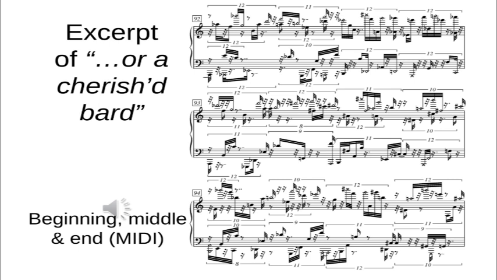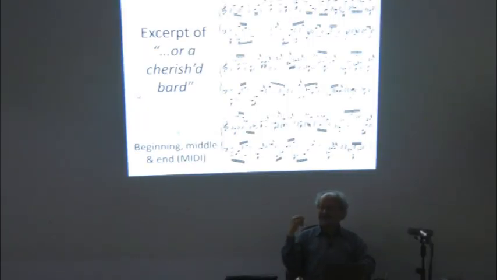So this is the beginning and the end of that piece called Or a Cherished Bard, which I wrote for Deborah Richards. The title is an anagram of her name. This is MIDI because it's more accurate than her playing, actually. This is the beginning of the piece, very simple.